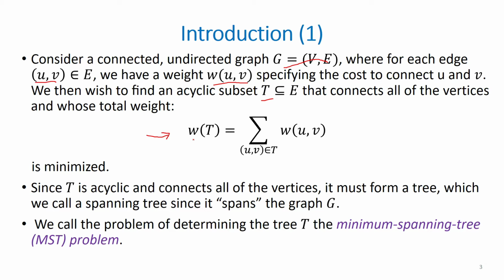Carefully studying the problem statement tells us that this subset T should therefore form a tree that spans over the graph G. Therefore, such a tree is called a minimum spanning tree. A graph may have more than one minimum spanning tree. What we want to do in this lecture is to find such trees.